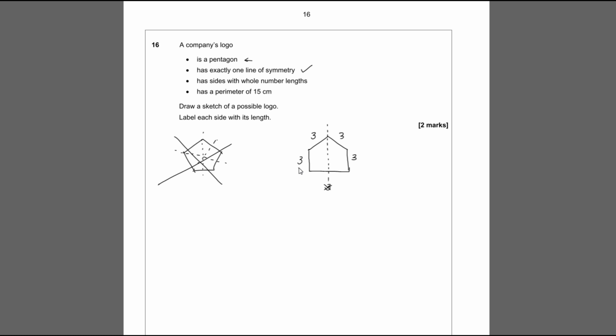So if it is 2 and it is 2 instead of 3, then we have 3 and 3, 6. Add 2, it's 8. Add 2, it's 10. So we have 5 here. So this is our pentagon to make the logo with 3 and 3 and 2 and 5 and 2. So everything is checked.